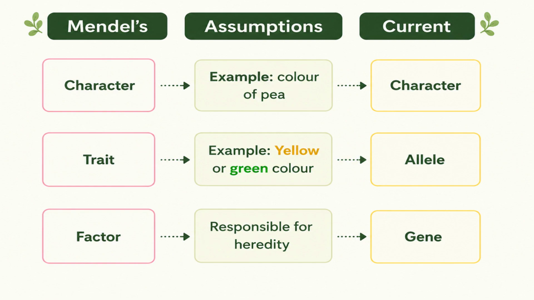For example, seed color is a character. Yellow and green are traits. The hereditary unit controlling this is a gene. And yellow and green forms of that gene are called alleles. This is how Mendel's assumptions became the foundation of modern genetics.